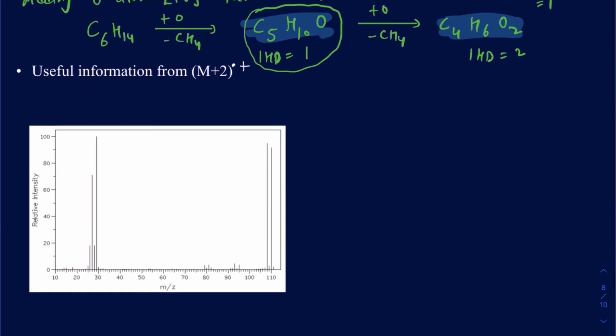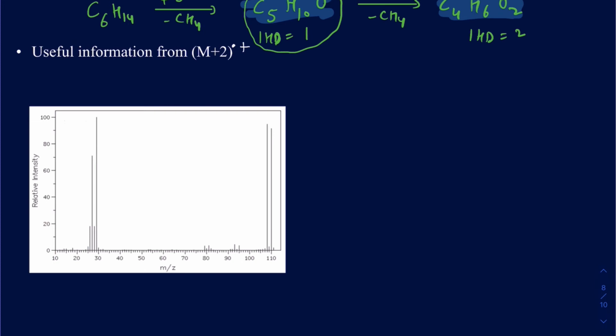Sometimes you may have an M+2 radical cation, and it will give you very useful information. So in this particular molecule, let's focus on these parent peaks, or the molecular ion peaks. One of them is at 108 and the other one is at 110. And if you see here, you do have M+1 here as well. So that's something you want to keep in mind. That was the M+1 radical cation. 108 would be the M plus radical cation, and 110 is the M+2 radical cation.